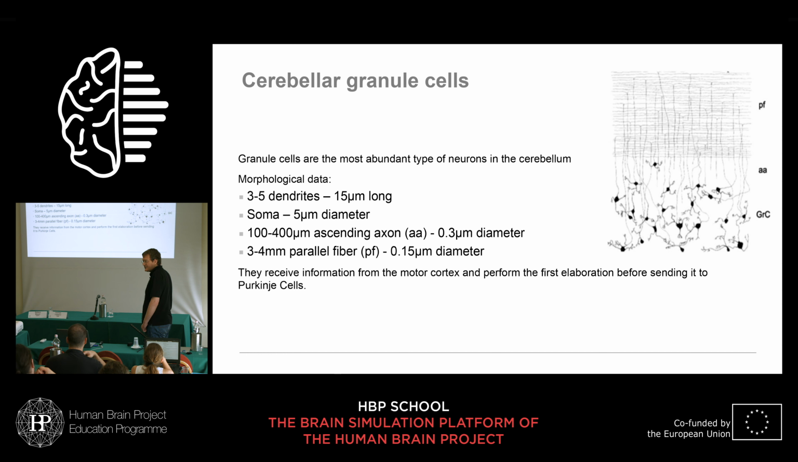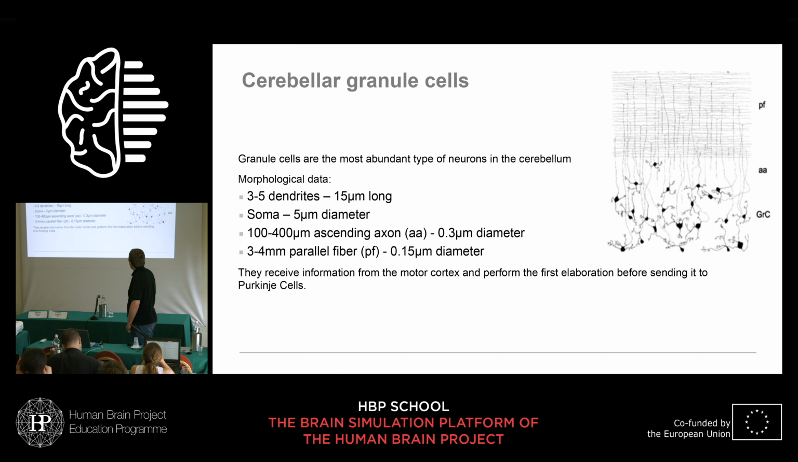It looks like a simple cell, it isn't. It has only 4 dendrites, usually 15 micrometers long, a very small soma, and a very long axon. The ascending axon can be even 500 micrometers long. The problem is the parallel fibers, because the axon splits into 2 parts and generates an axon that can be 3-4 millimeters long. So it's very, very long and very thin. Usually it's around 0.15, something less, something more, but that is the average.